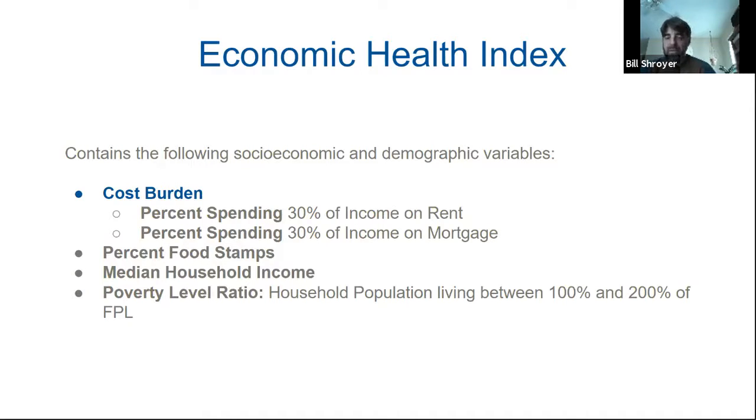So some of the components for these data that we identified were things around cost burden, for example, which is directly out of the census data. Percent spending 30% of your income or more on rent, percent spending 30% of your income on a mortgage, percent of households on food stamps, the median household income, and the federal poverty level ratio of 100% to 200%, which in Wake County is from about $26,000 per household of 4 to about $44,000 per household.